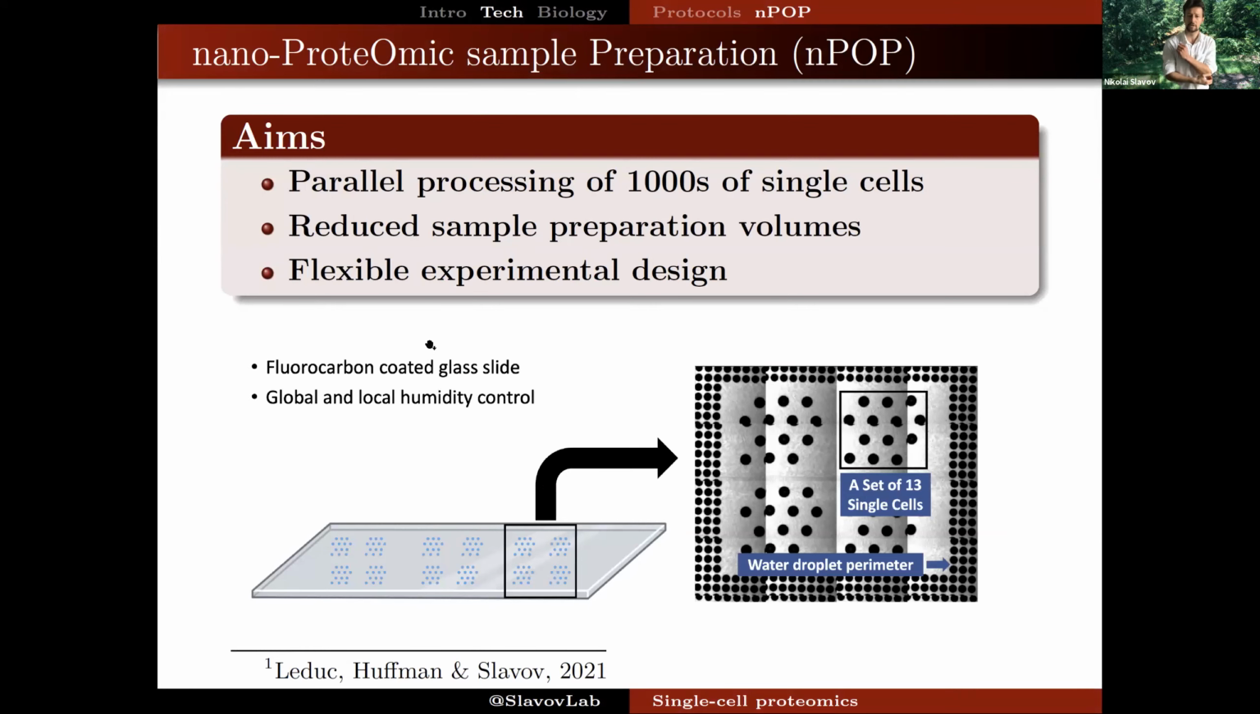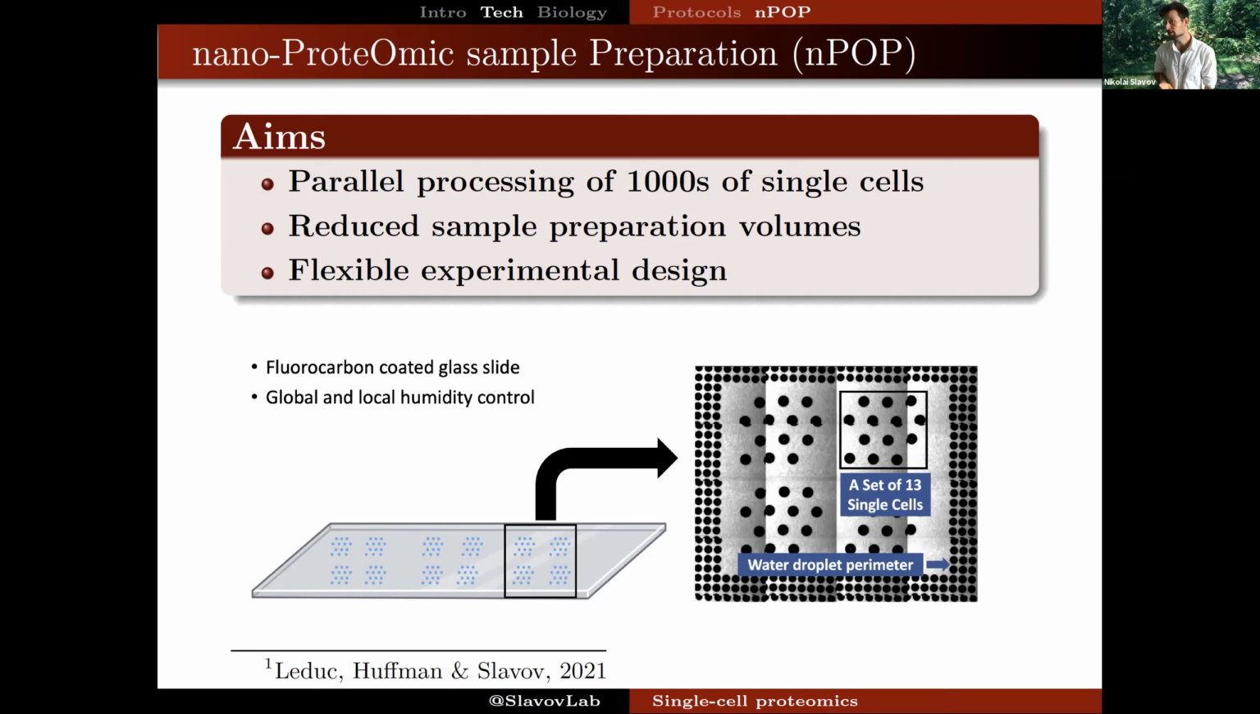So to overcome this problem, Andrew Leduc developed a new sample preparation method, a very general sample preparation method, starting with those simple three aims. We wanted to be able to process in parallel in terms of sample preparation many thousands of single cells, many hundreds, thousands, the more the better, because if we can do that, then we are going to have not only high throughput, but less batch effects between different sample preparation sets.